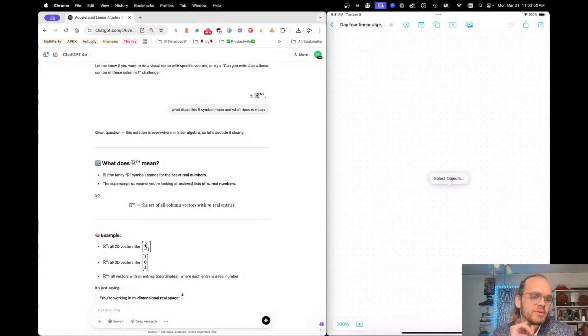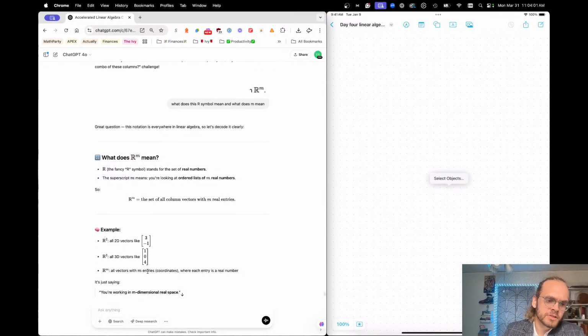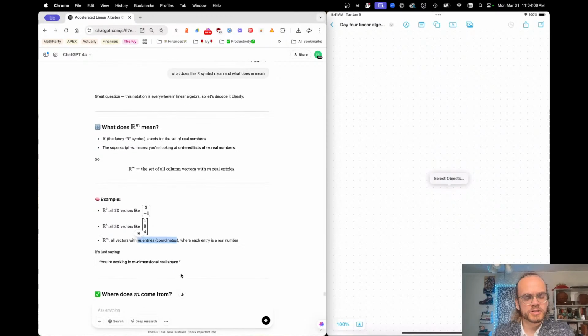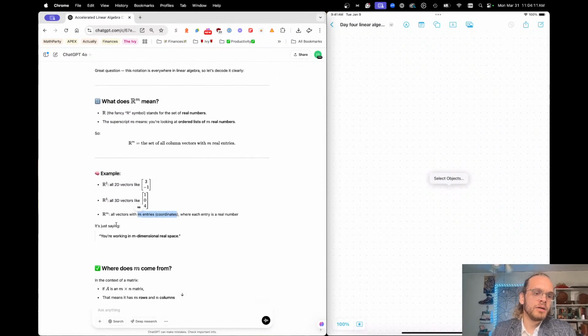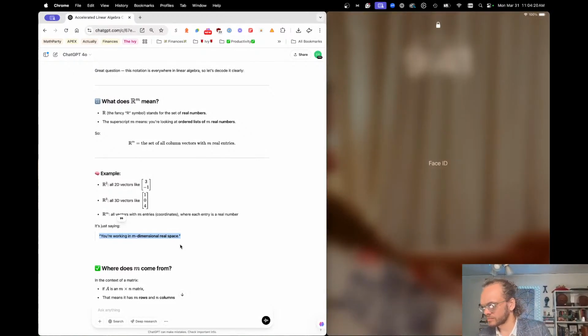x squared plus y squared, square root that, or x squared plus y squared plus z squared, square root that. And then the direction you find by looking at this x value, y value, and z value, or whatever it is. So R^m is all vectors with m entries, however many coordinates, so we can have more than 3 dimensions here, where each entry is a real number. Just saying you're working in an m-dimensional real space. All right, that's helpful. So I'm going to write that down as my first note of the day here.